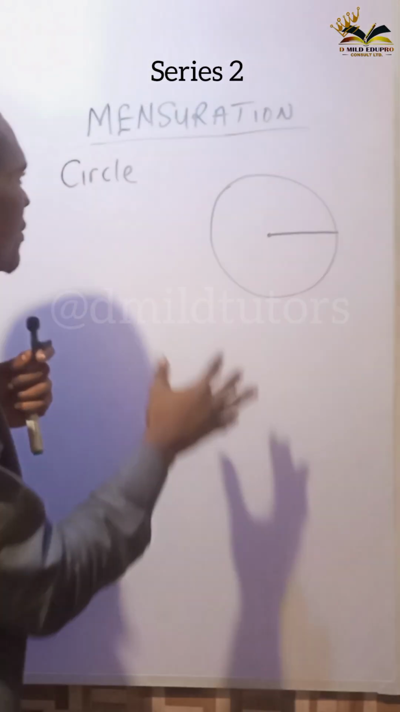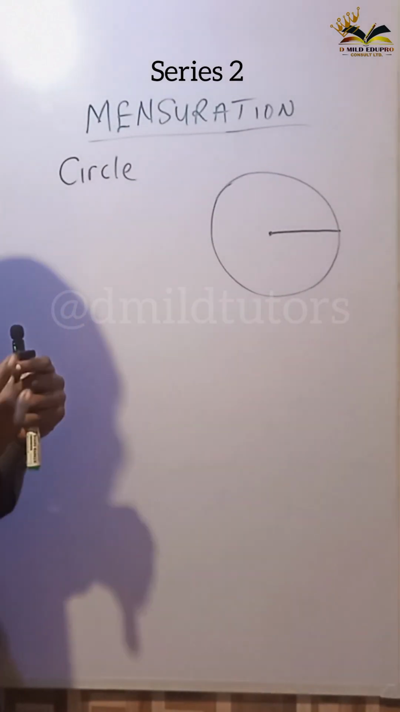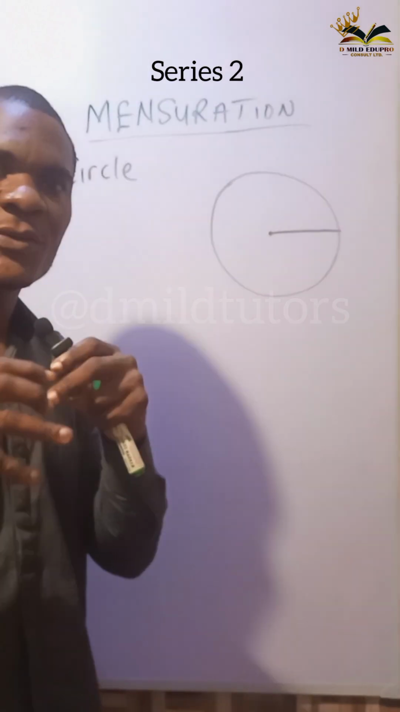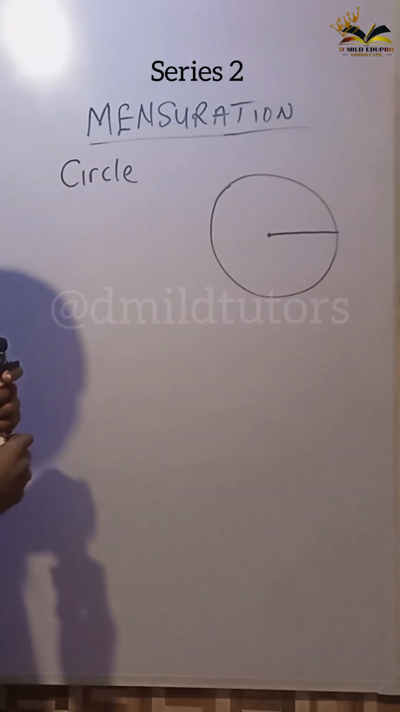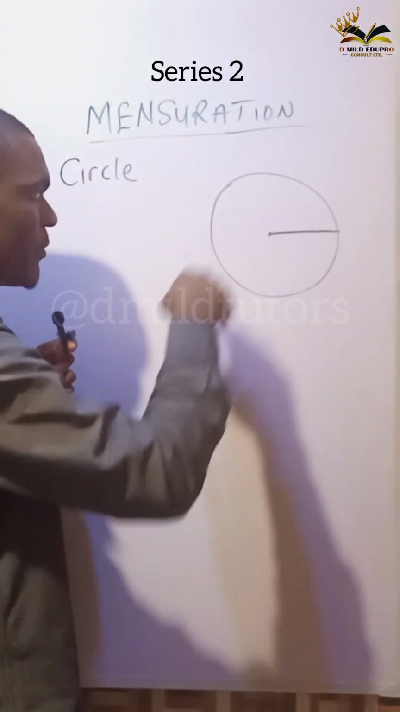In this series, we are going to be looking at the formulas for circle, right? What are those formulas that you are going to be making use of when you have a question that has to do with circles? Now, there's something that is most important. First, you have to know how to label your circle, right?